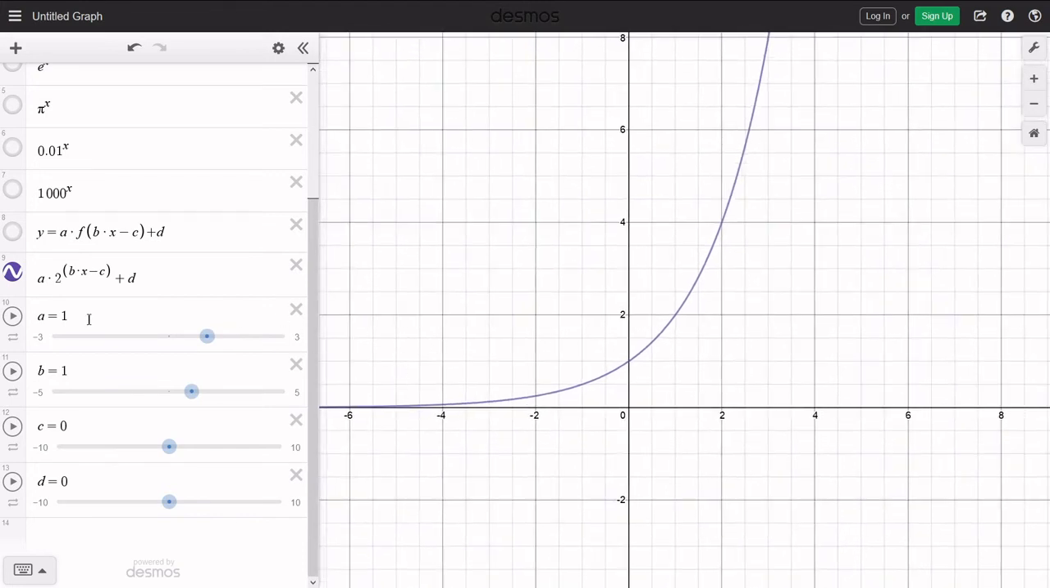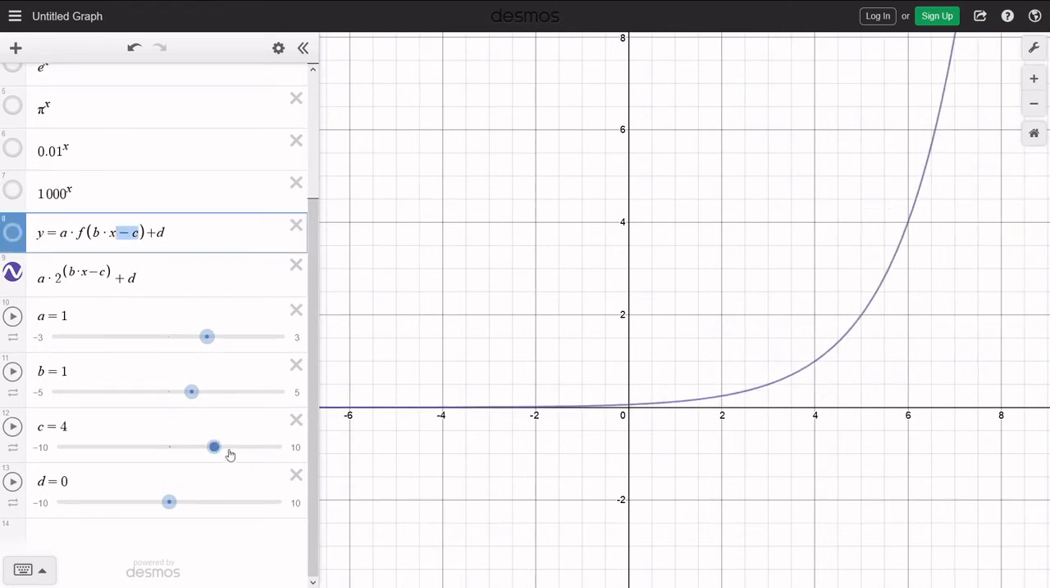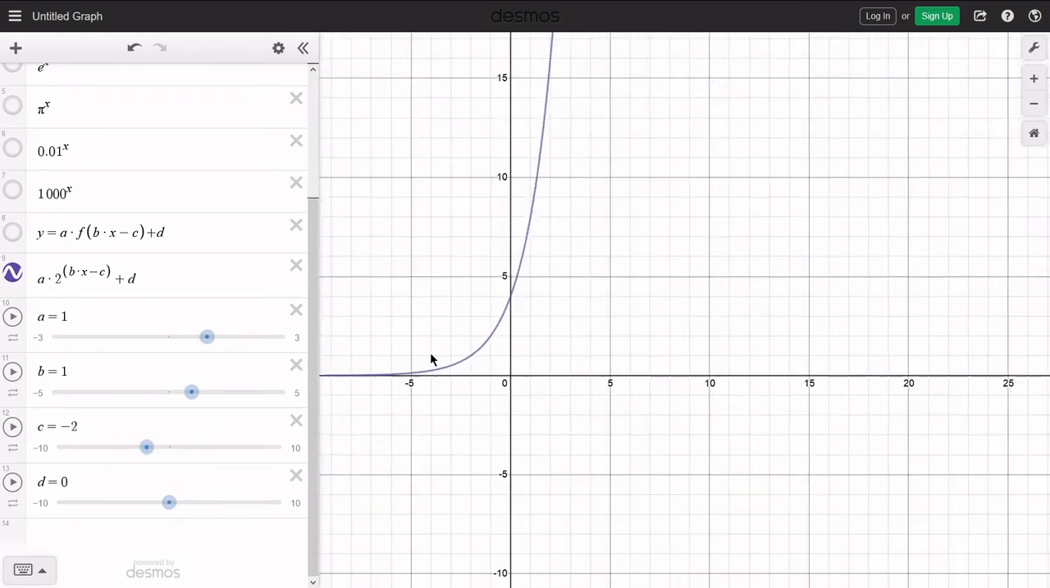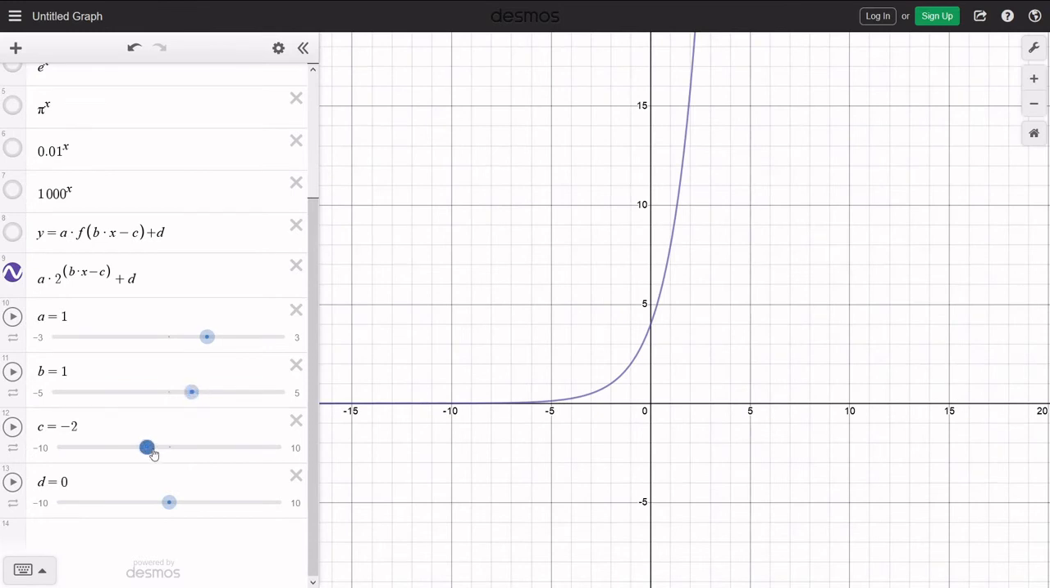These should be straightforward. C is on the inside, so it's going to be a horizontal shift. If C is positive, making this a negative, in this case it'd be -4 on the inside, that's going to be a shift to the right. If C is negative, it's going to be a shift to the left. It's just a straight shift. There's no compression or stretching. It's just a shift.